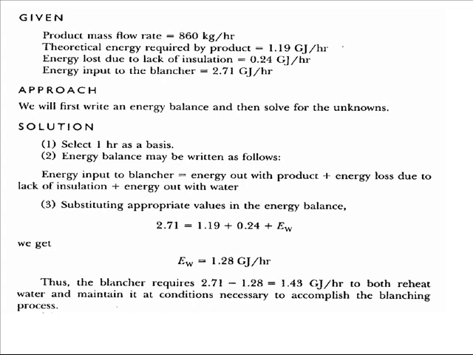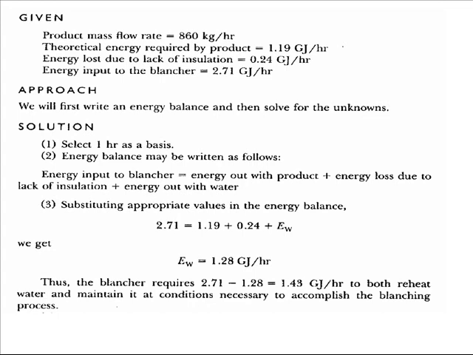Substituting appropriate values in the energy balance will give you 2.71 gigajoules per hour is equal to 1.19 gigajoules per hour plus 0.24 gigajoules per hour plus the energy out with the water, which is denoted by E subscript W. When you solve this, E subscript W, which is the energy lost out with the water, is 1.28 gigajoules per hour.